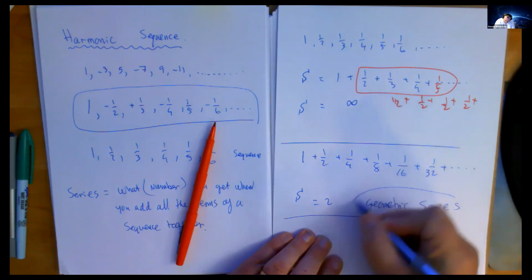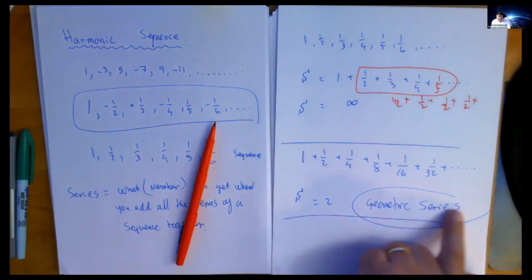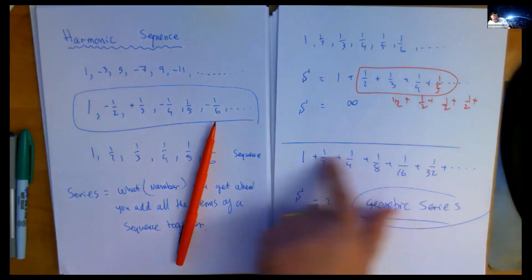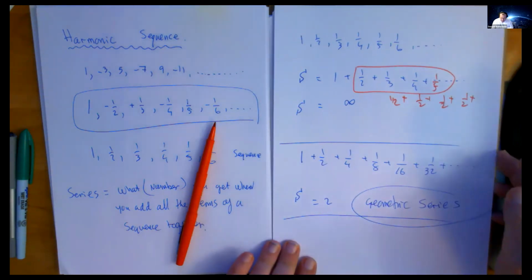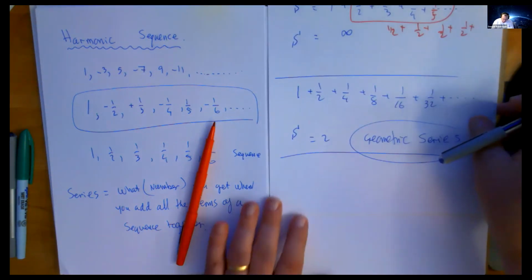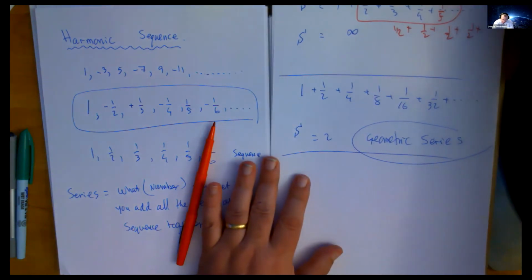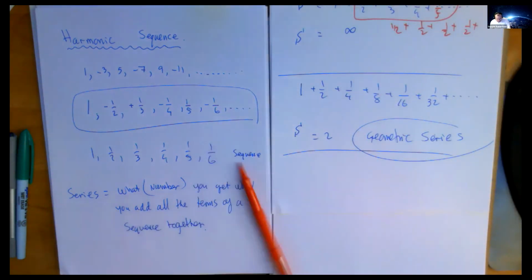You tend to get your name, the series name, from the sequence's name. So if it came from an arithmetic sequence, it would be called an arithmetic series, right? If it came from a geometric sequence, it becomes a geometric series. So that's kind of the naming. This one adds up to 2. And this one the Greeks knew about, and they had a story for it or a version of it. And this one freaked the Greeks out.